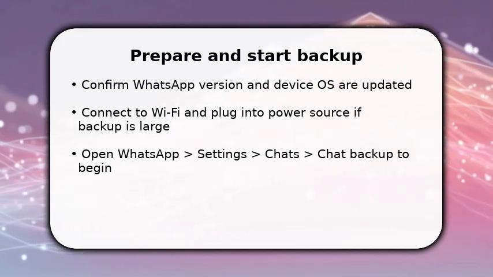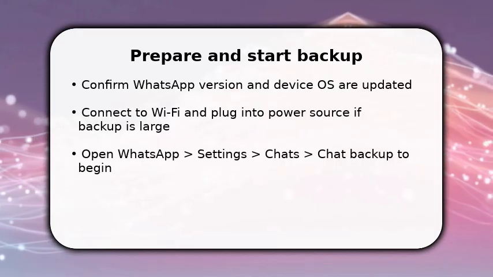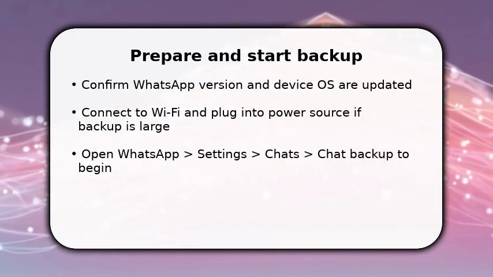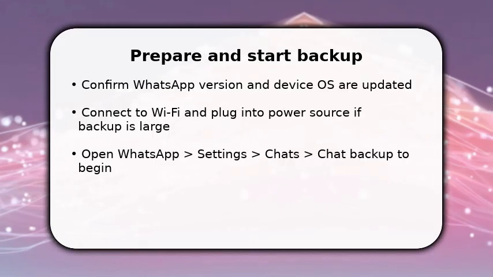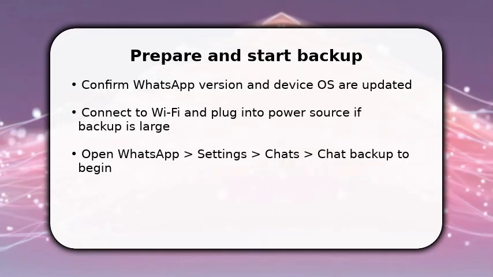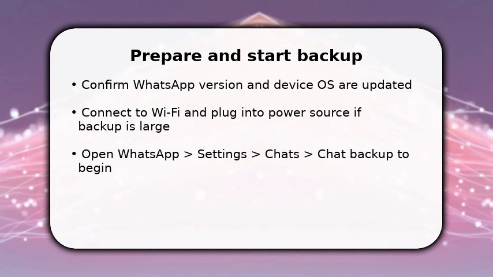Make sure you select Include Videos if you need them, but remember that increases size. Now press Backup to create your first manual copy. This initializes the cloud archive, so future backups can be incremental.